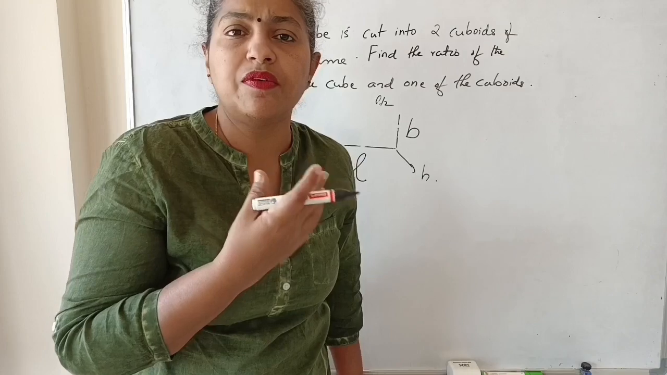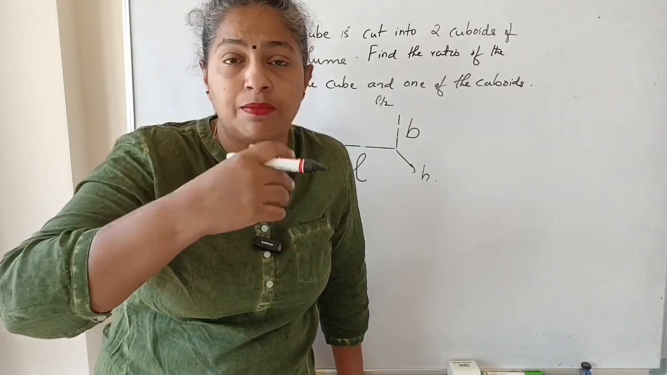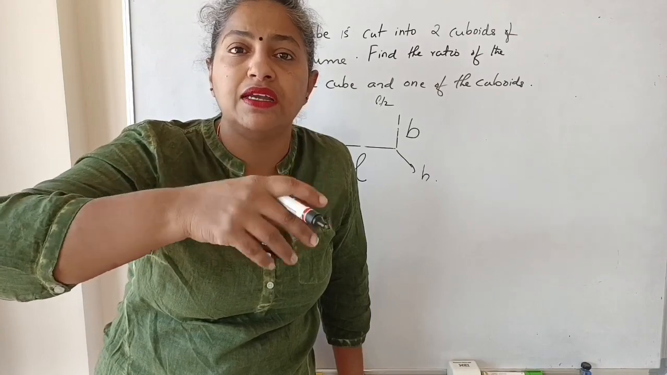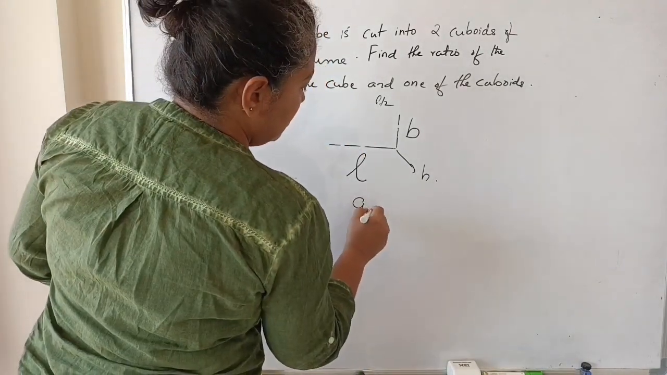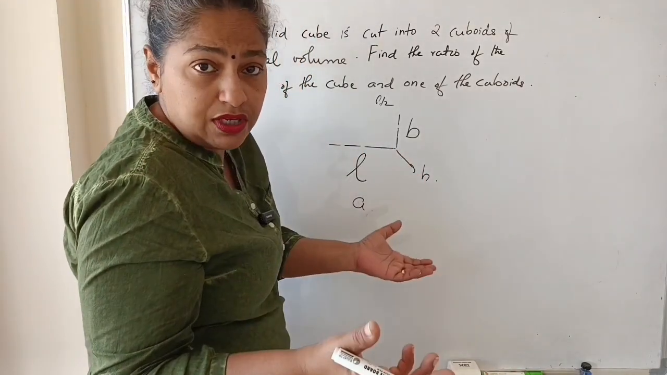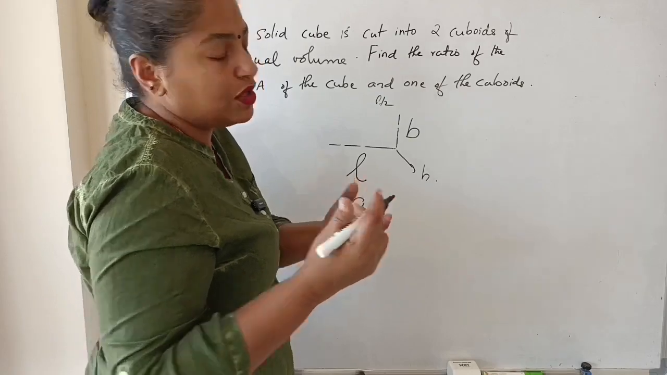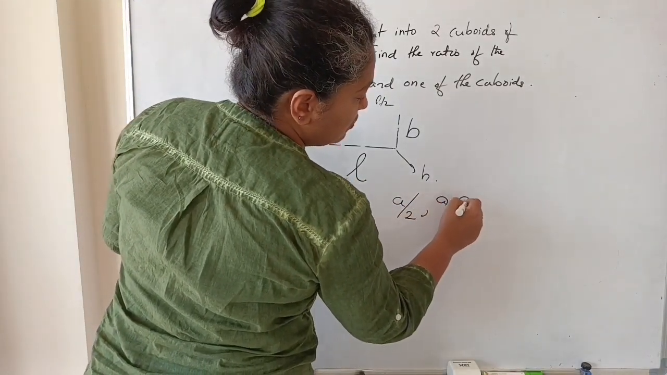Okay. Now, suppose I am having a cube. It does not matter whether I am making the break along the length, breadth or the height. Since all the sides are equal, I can say that if A is the side of a cube, and I am making it into two cubes along the length, breadth or the height, I will get one side as A by 2 and the remaining two sides as A.